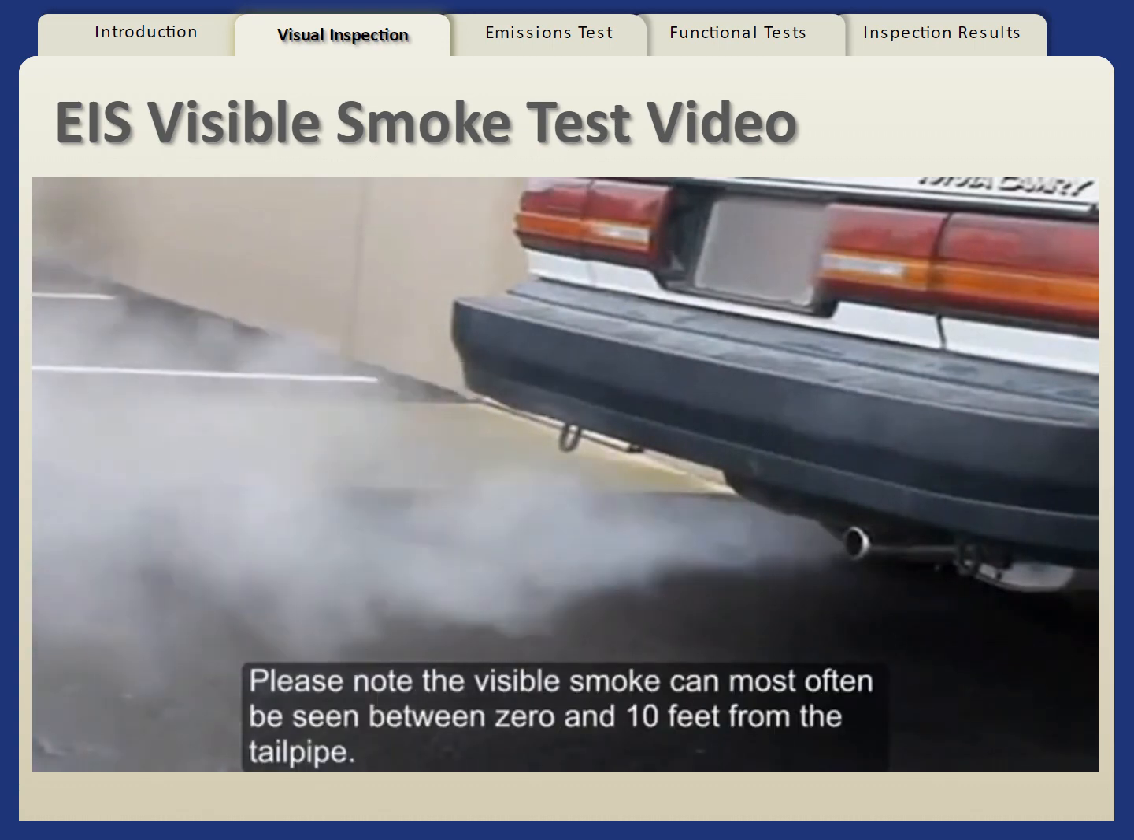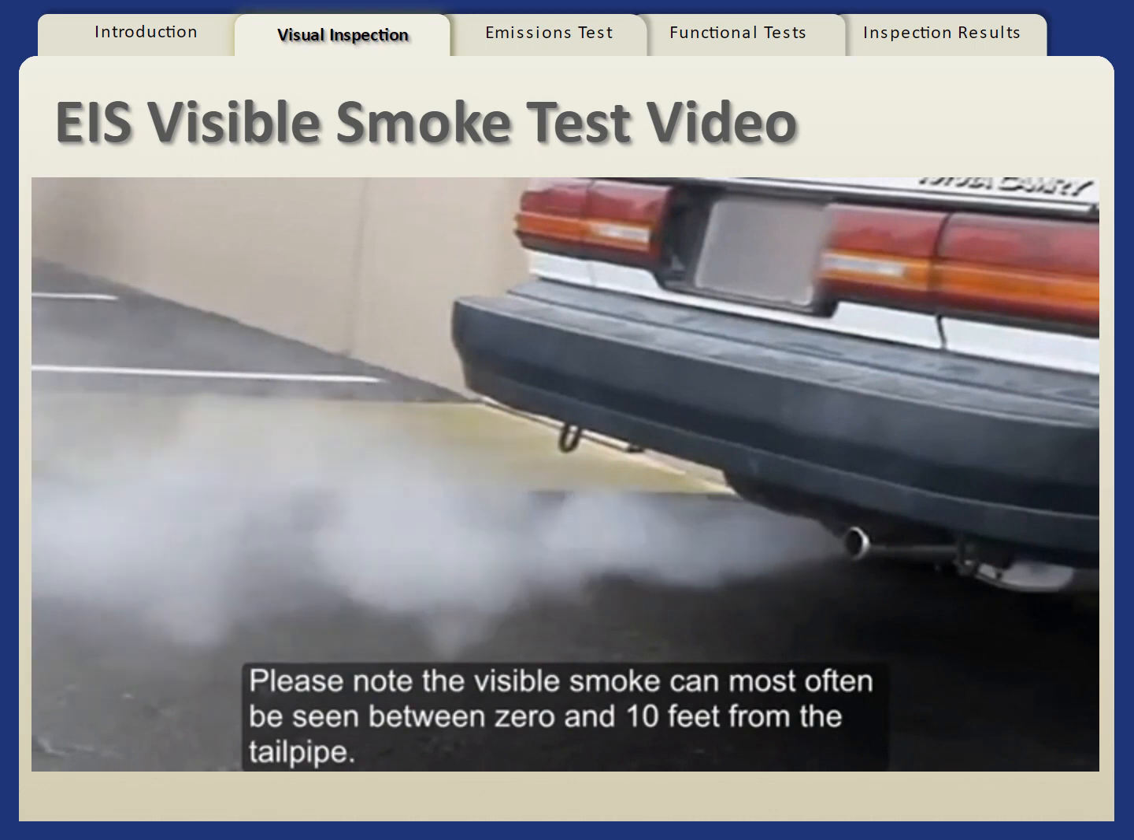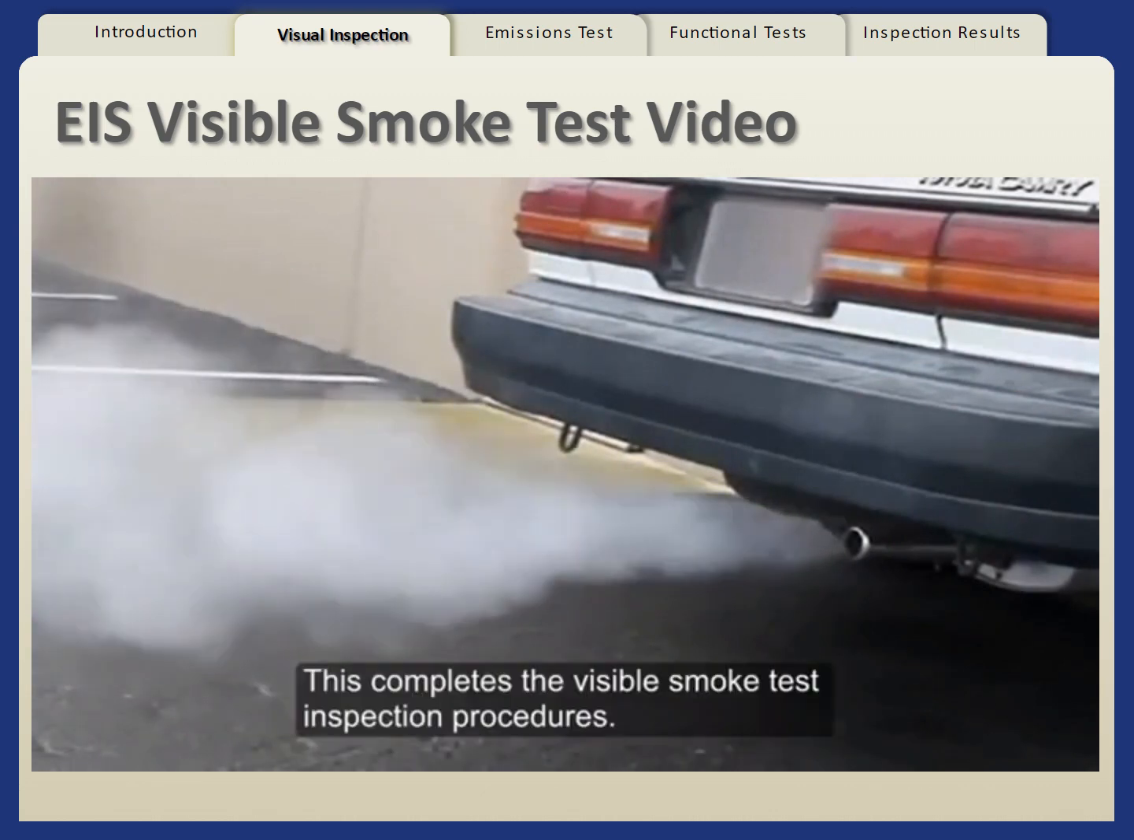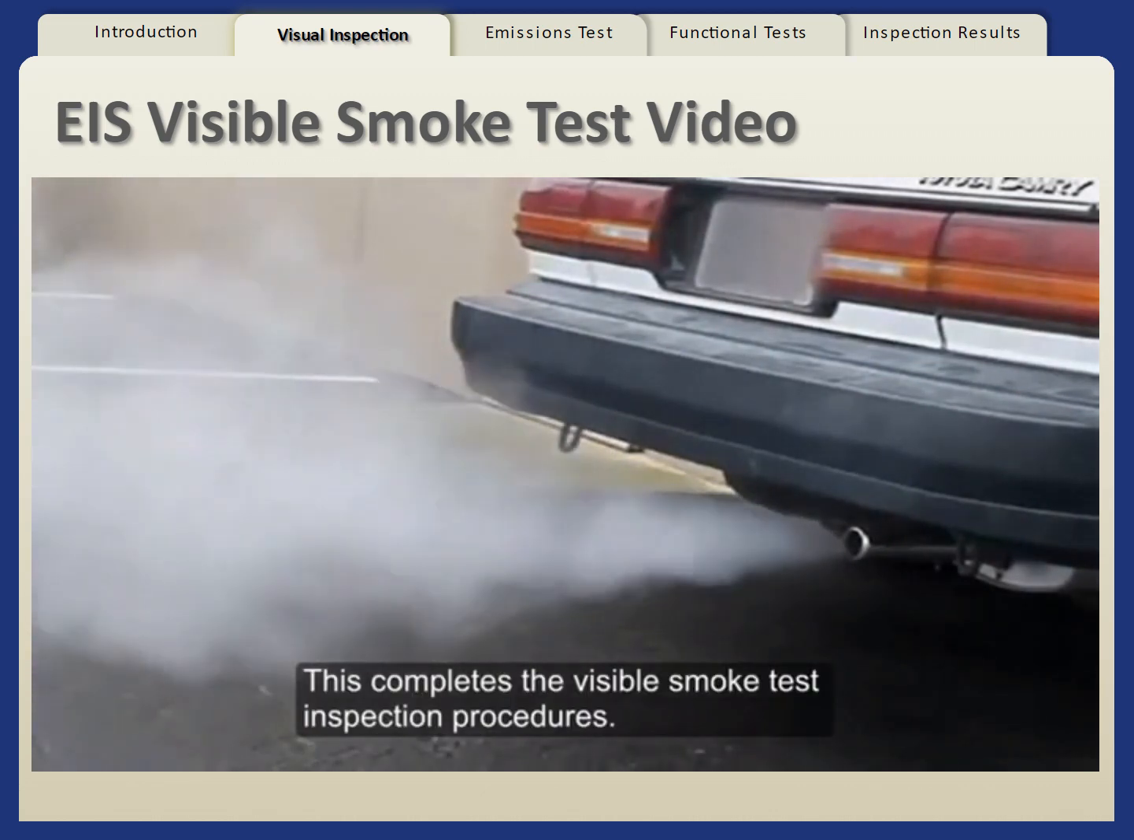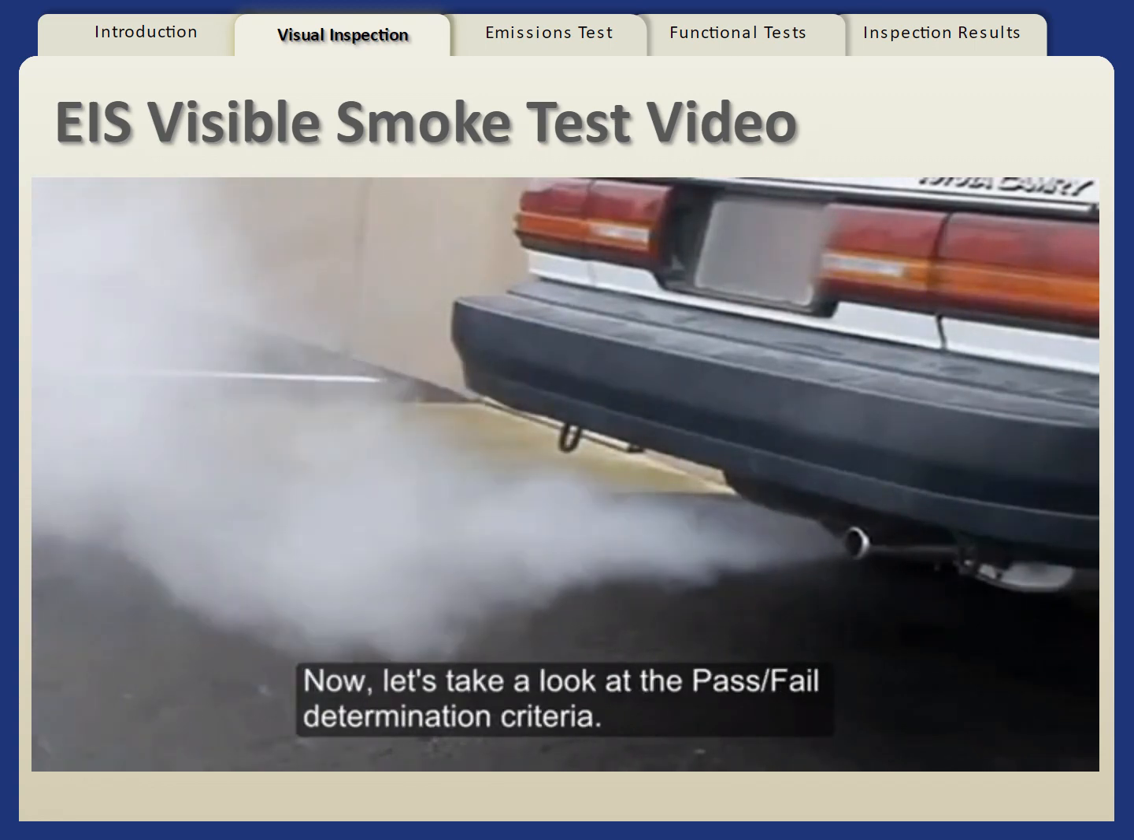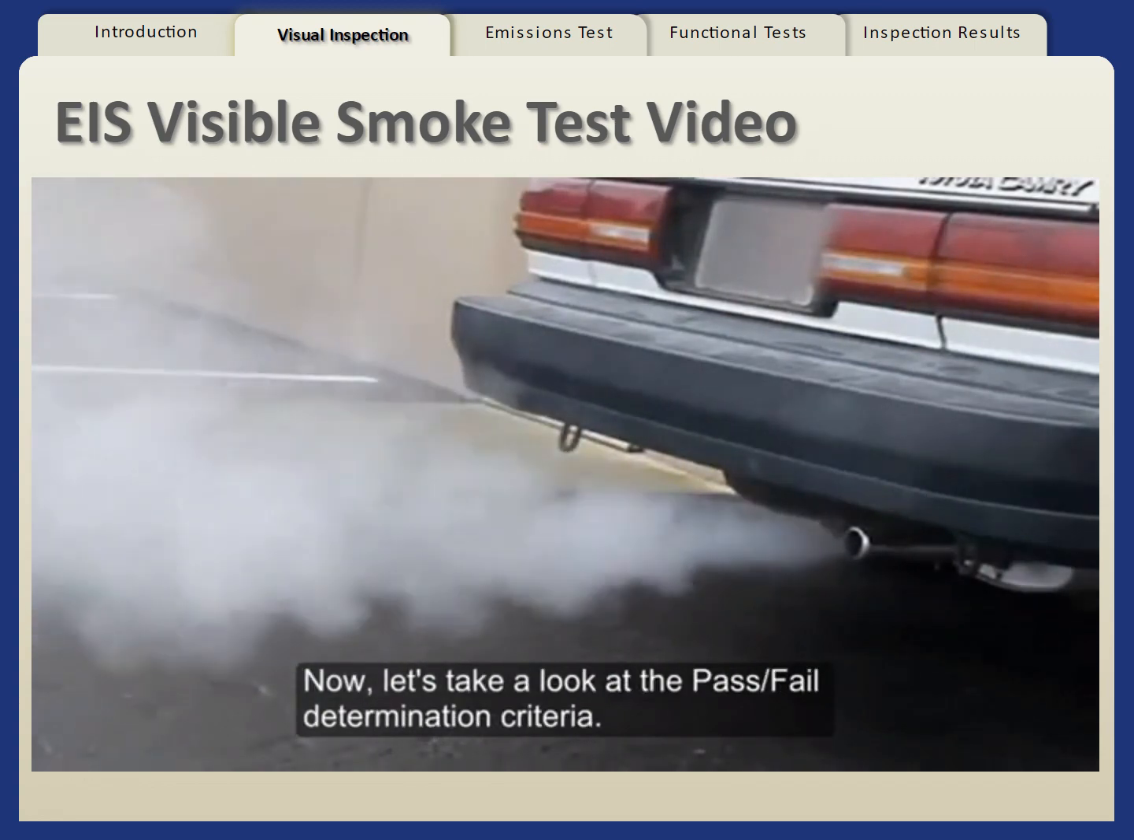Please note that visible smoke can most often be seen between 0 and 10 feet from the tailpipe. This completes the visible smoke test inspection procedures. Now, let's take a look at the pass-fail determination criteria.